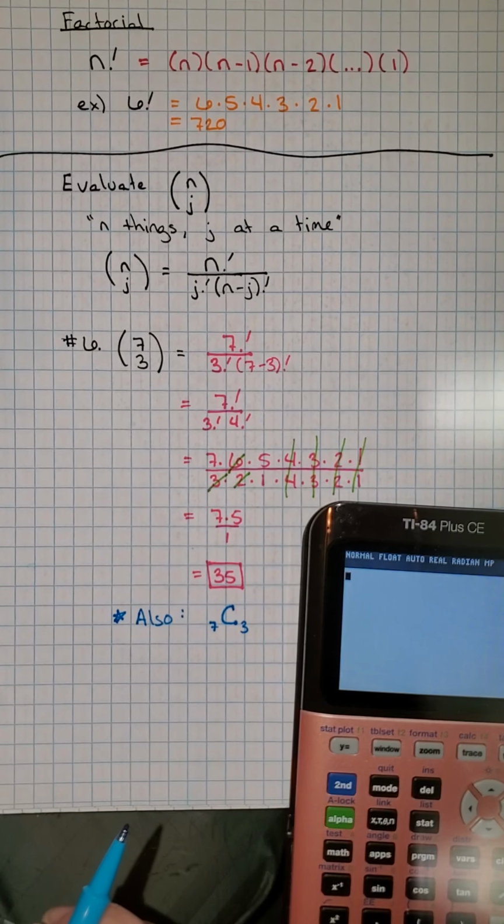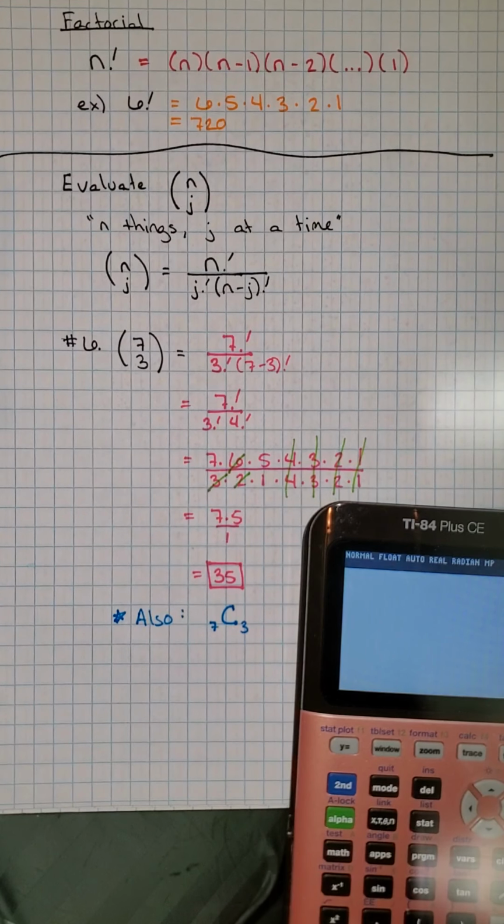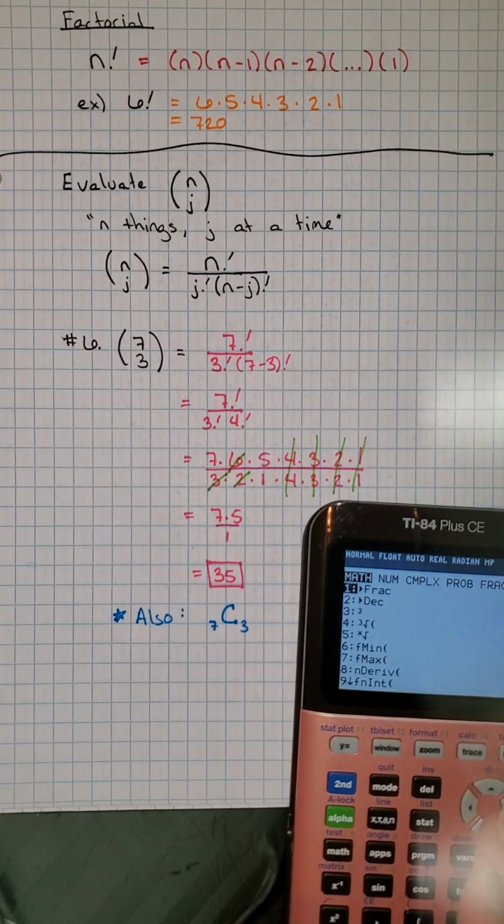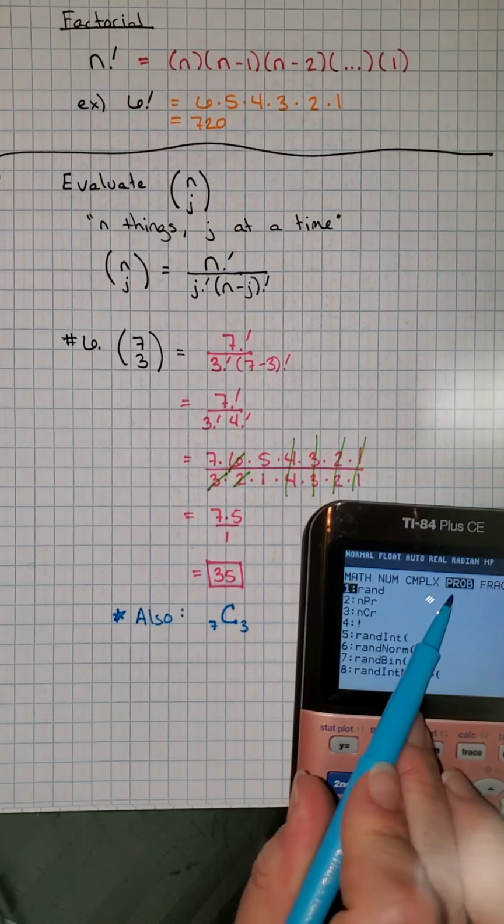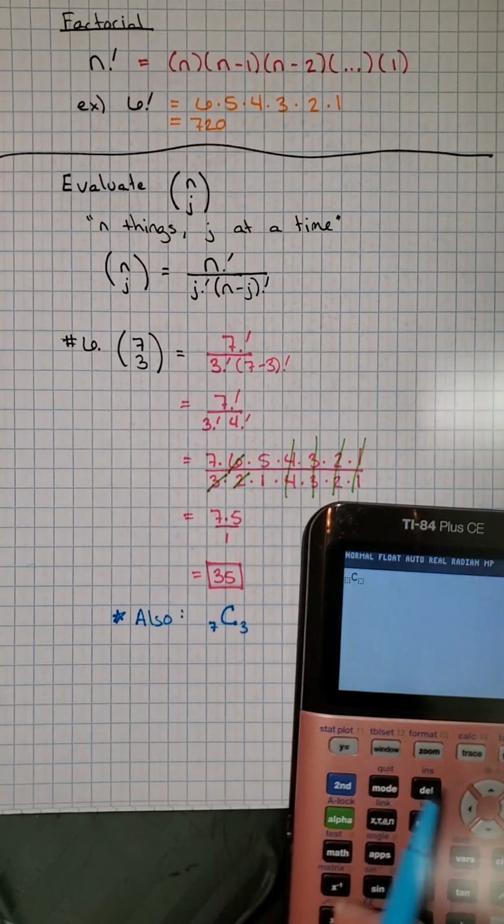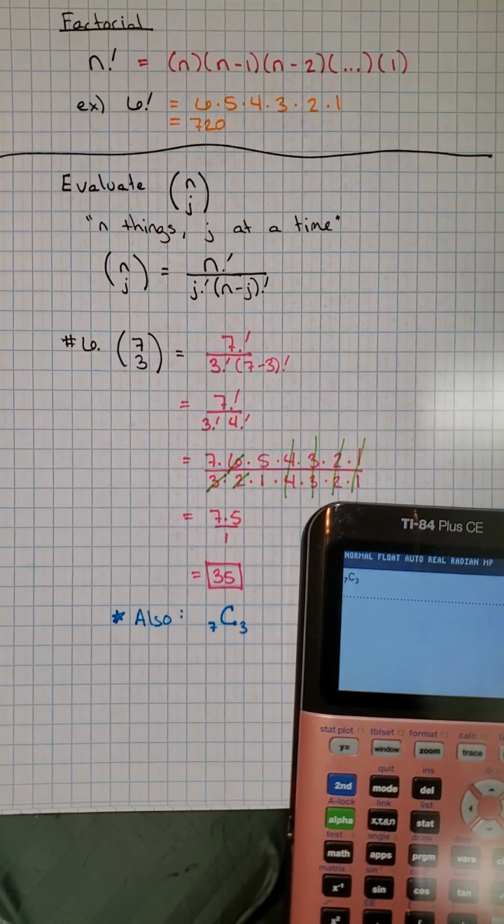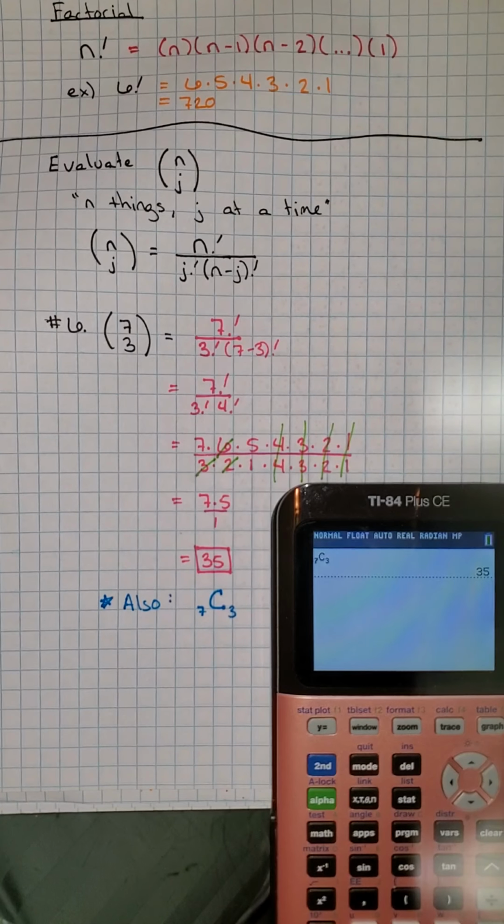I should look at my phone, but I'm videoing with my phone, so I can't look. So I'm going to go to math, arrow over to that probability screen. There's nCr right there on number 3. So I'm going to hit that. It gives me the blanks. I do 7 things, 3 at a time, and there's my answer of 35. That's a heck of a lot easier than going through all that other stuff.